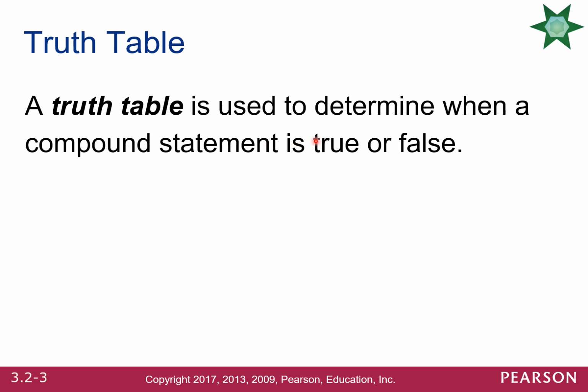Now, a truth table is used to determine when a compound statement is true or false. So essentially, a truth table will look at the statements involved in a compound statement, and it'll determine whether each of these statements are true or false. And not only whether they are true or false, but also it'll consider all the different cases of true and false of the two statements, and then come to a conclusion whether the compound statement as a whole can be classified as a true statement or a false statement.